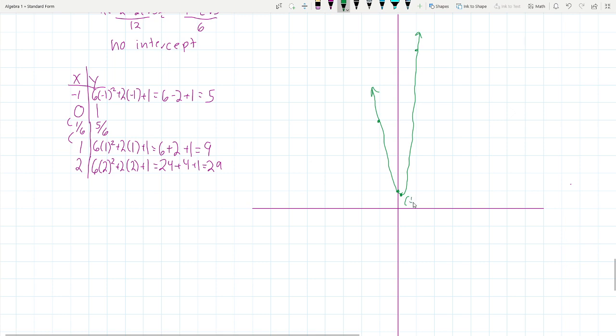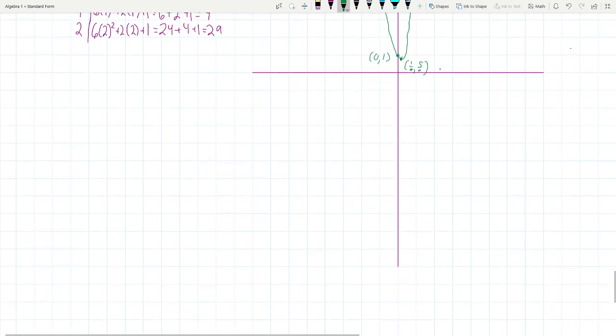And so I got 1 over 6, comma 5 over 6. And I got 0, comma 1. And I got -1, comma 5. And I have 1, comma 9. And that's my graph. All right. One last one.